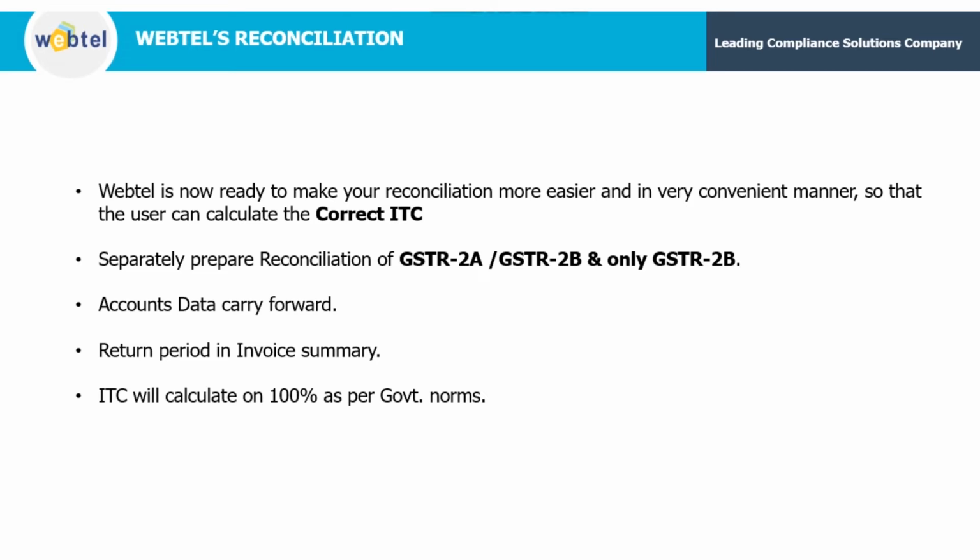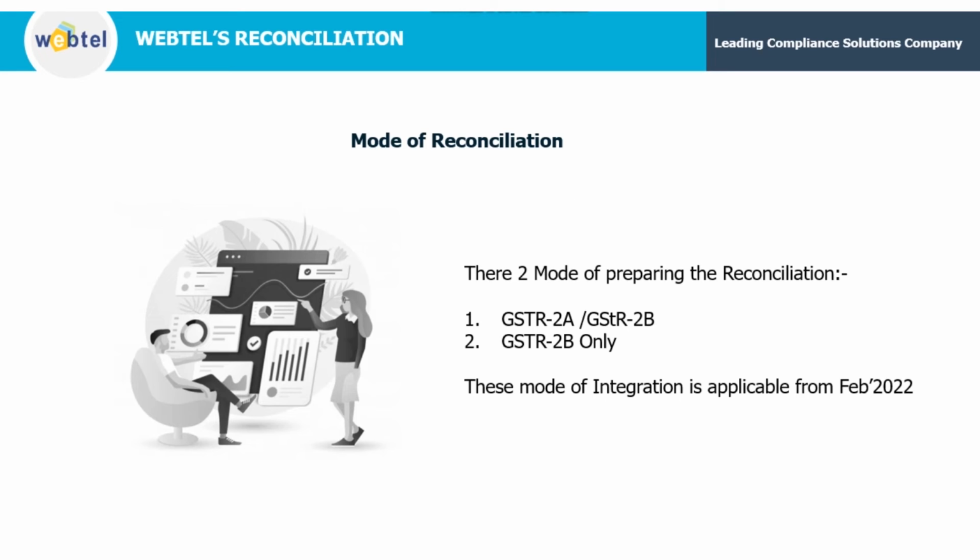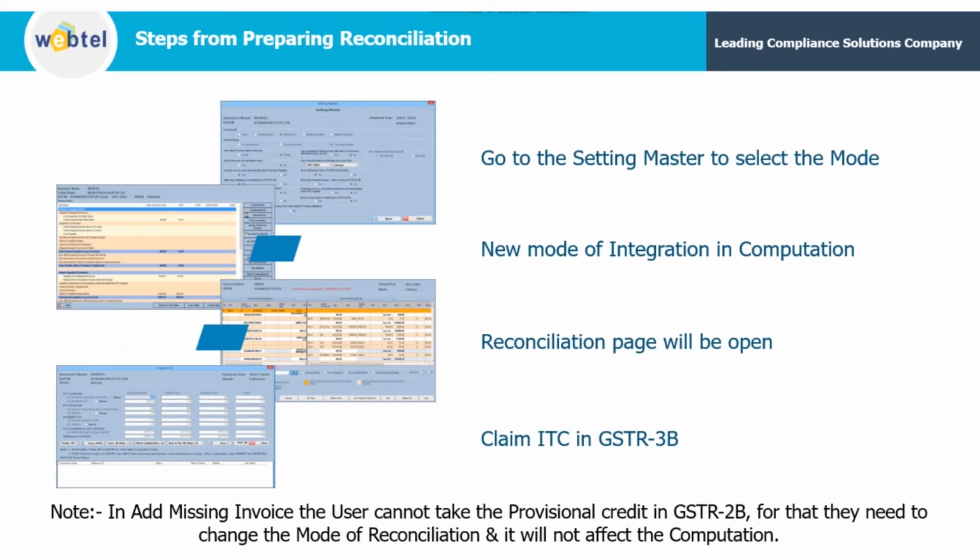Now, the return period in the invoices is also mentioned. When the invoice was uploaded by the counterparty, that information we have available in that detail, and ITC will be calculated at 100% as per the government's rule now. So there are two modes of reconciliation, but the government has applied that from February 2022, 2B is mandatory. But still, we are providing both modes of reconciliation, that is according to the GSTR-2A, 2B they can prepare, and according to the GSTR-2B only.